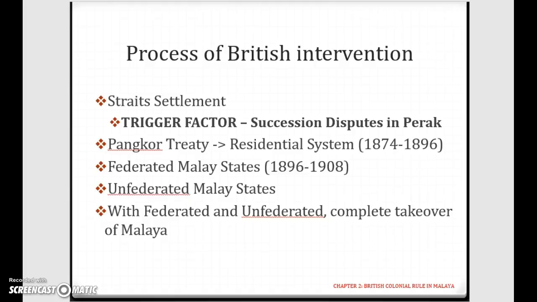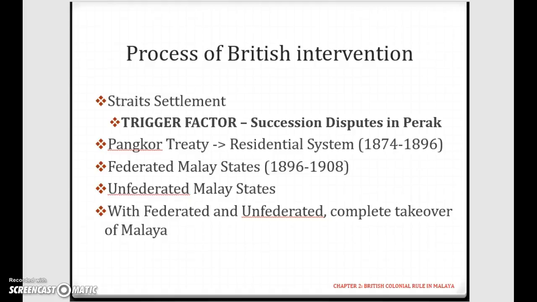So because of this succession dispute in Perak, the British therefore decided to intervene in Malaya, starting with Perak first. So this trigger factor started off the process of colonization. It wasn't just because of this one incident in Perak that they decided to colonize the entire Malaya, but it was a slow and gradual process.